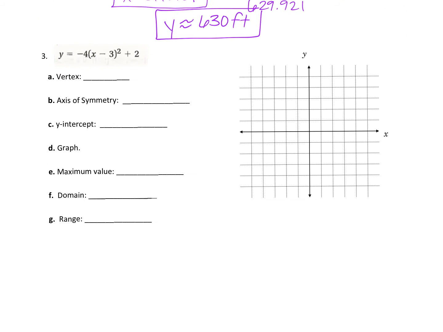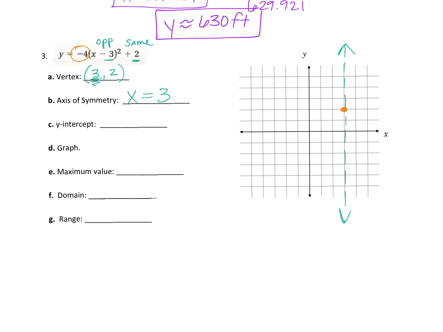3 and 4, these are the graphing ones. One's in vertex form and one is in standard form. So vertex form, you find your vertex from your h and your k. Remember, it's the opposite of what it looks like inside and the same as what it looks like outside. So this is a positive 3 and a positive 2. Your axis of symmetry is always x equals whatever your h value was. So x equals 3. So you're going to go 1, 2, 3, like this. Plot your vertex at 3, 2. So right here.